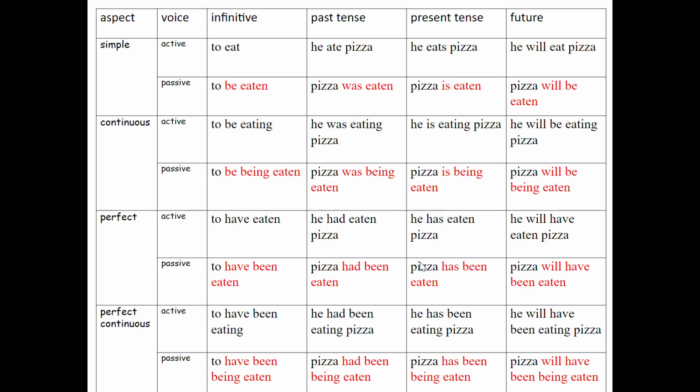For the rest of these, you don't have to worry about subject-verb agreement, except for has. Pizza has been eaten. If you were to change this to a plural subject, it could be the apples have been eaten. So for has in the present perfect tense and present perfect continuous, for is, am, are, and for was and were, you need to change that to agree with the subject.